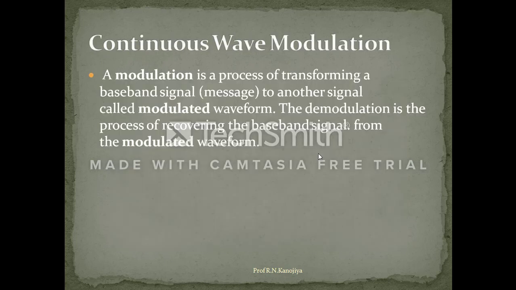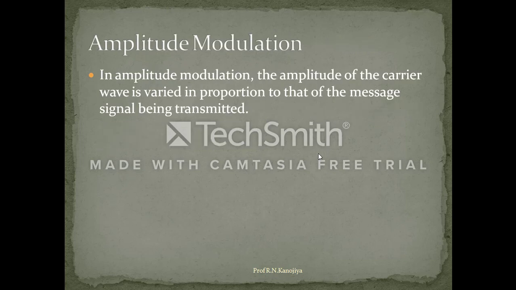Now, what is continuous wave modulation? As I already told you, in continuous wave modulation, the carrier and the message, both these signals are in the form of sine wave. So first, in continuous, the first type is amplitude modulation. In amplitude modulation, the amplitude of the carrier is varied in proportion to the message signal.